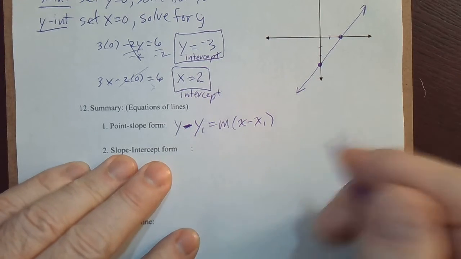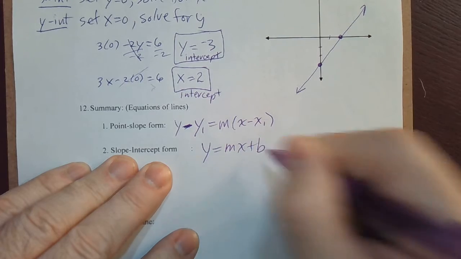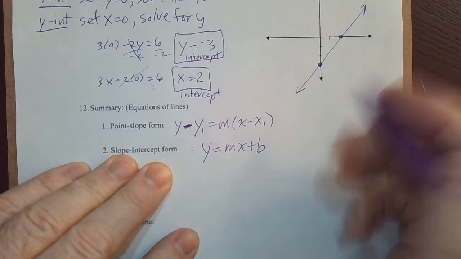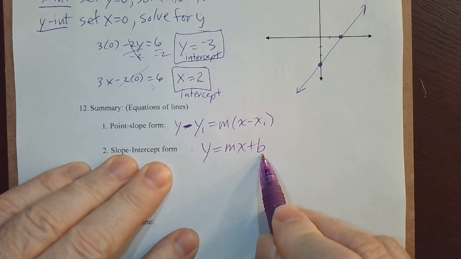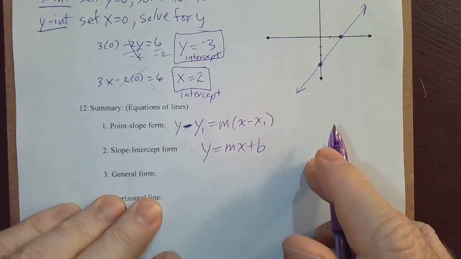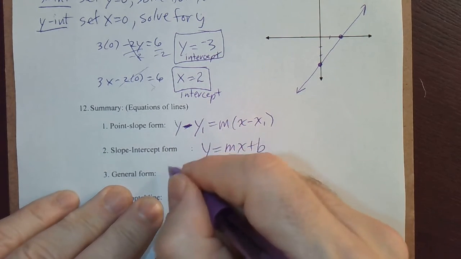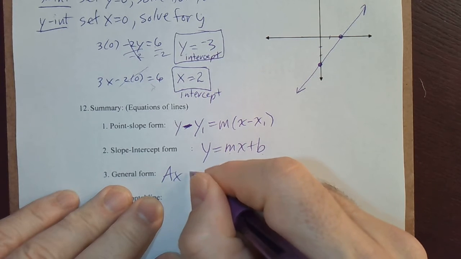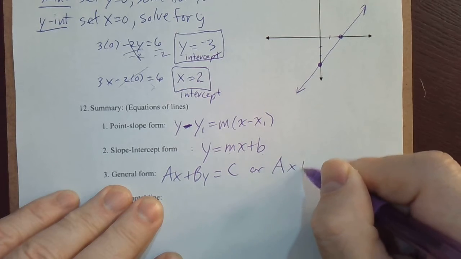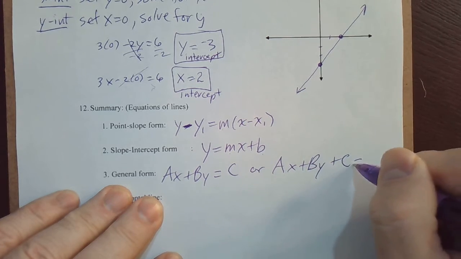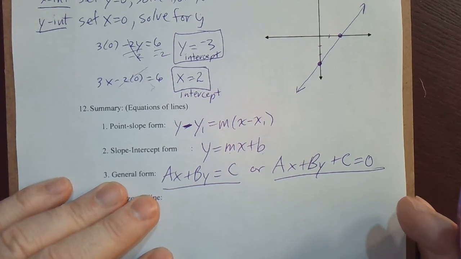The slope-intercept form, that's the one that we probably mostly remember, y equals mx plus b, most commonly used, where m is the slope of the line and b is the y-intercept. The general form, well, it's written up above on this sheet, but I'll go ahead and write it. Ax plus by equals c, or ax plus by plus c equals 0. Either one of these is acceptable for the general or standard form.